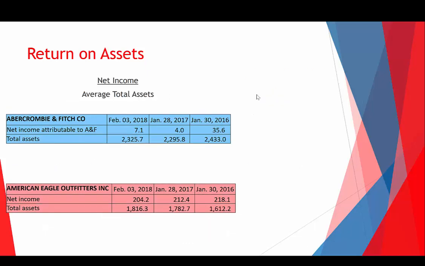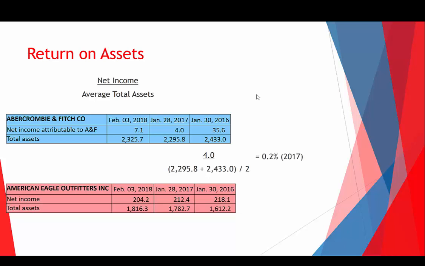All right. Let's next talk about return on assets. Very similar to return on equity, except in our denominator here, we are using average total assets as opposed to average equity on return on equity. I'm kind of glad accountants aren't that creative in their names for these ratios at this point. Helps us remember it.